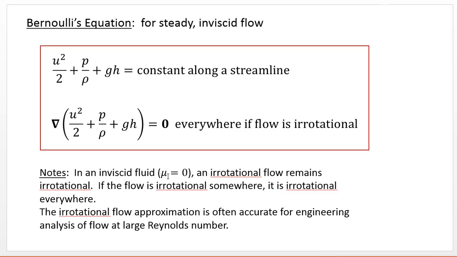And also, the irrotational flow approximation is often accurate for engineering analysis of flow at large Reynolds numbers, even if it's not exactly irrotational, which nothing truly is. It's still very accurate within 5 or 10%, which is within the margin of error we typically have when applying these macroscopic balance equations anyway.